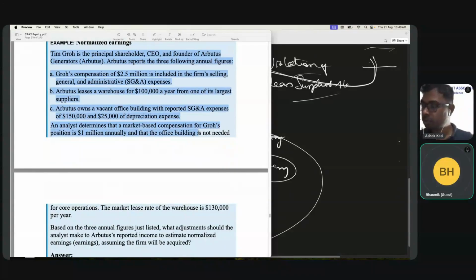Normalized earnings. Yeah, this is a very easy one. You just have to do plus and minus. Just go through this question.